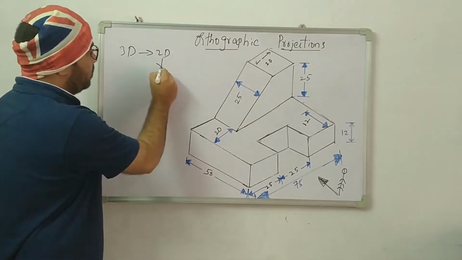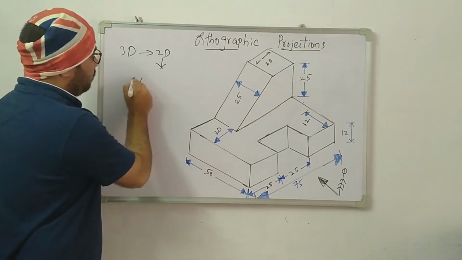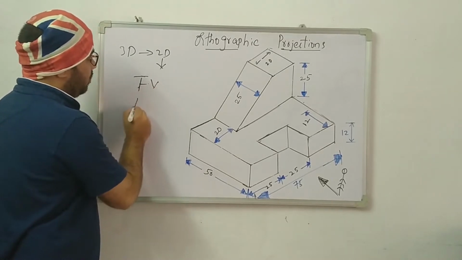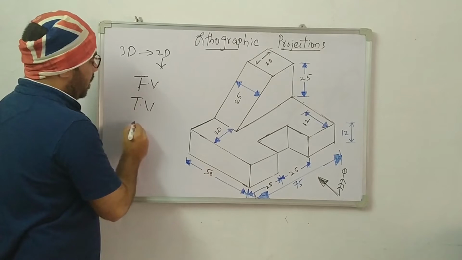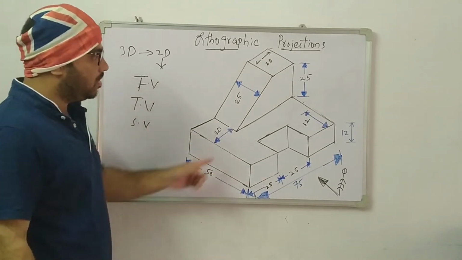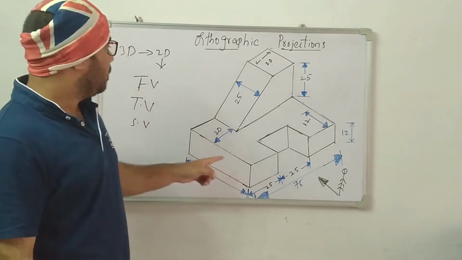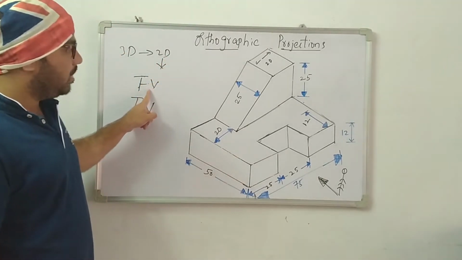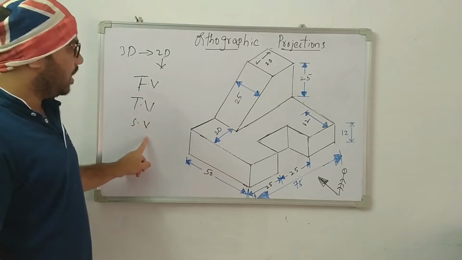In the two-dimensional drawing we are finding the front view, top view and side view of the given object. So this is the three-dimensional object. We are converting it into two-dimensional form and drawing the front view, top view and side view.